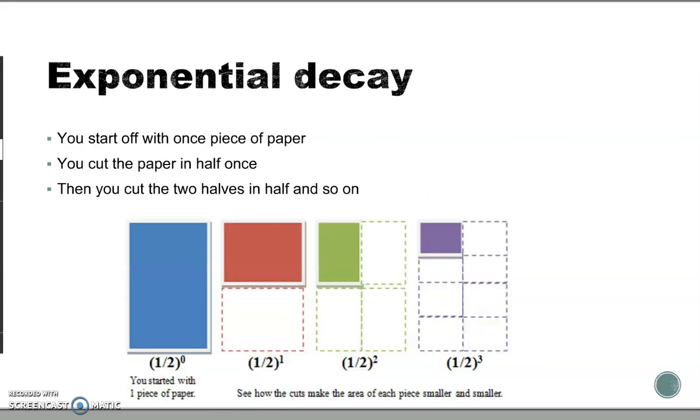And then on the other hand, decay. Let's say you're starting with a piece of paper and I tell you to cut this piece of paper in half. So now you have 2 pieces. Then I tell you to cut those 2 pieces in half again. So look, now you have 4 pieces. I tell you to cut all 4 of those pieces in half again, and look, now you have 8. Okay, so that means this is a decay because your pieces of paper get smaller and smaller as time goes on. Exponential decay.